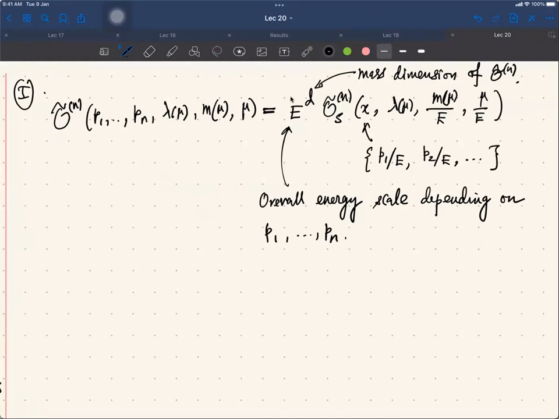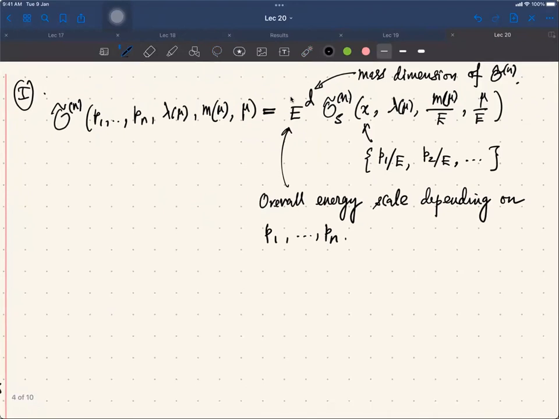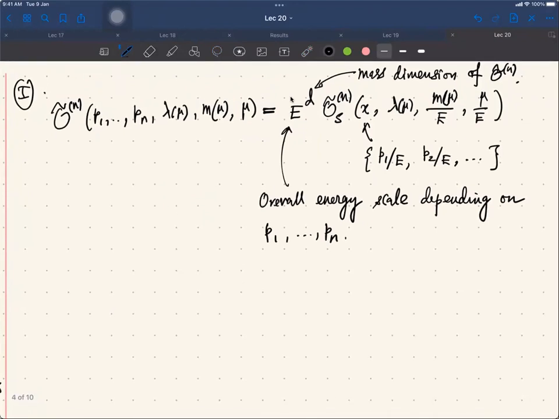And then once you identify the overall scale at which the observable is being defined, you can choose mu to be the same as that scale. So that is how mu is physically interpreted, because E is identified physically. It is an energy scale.